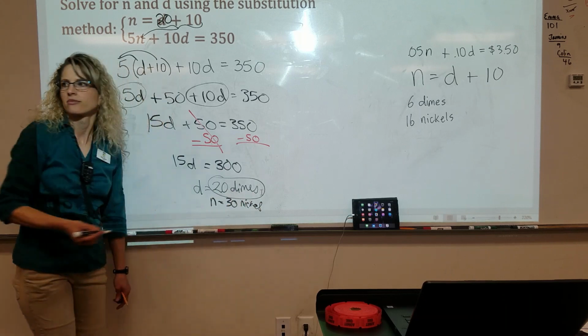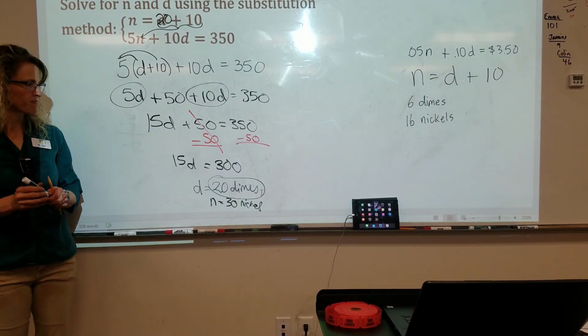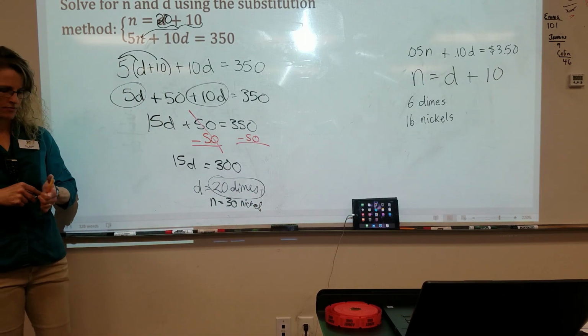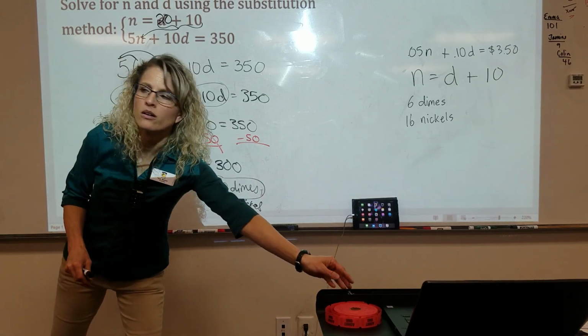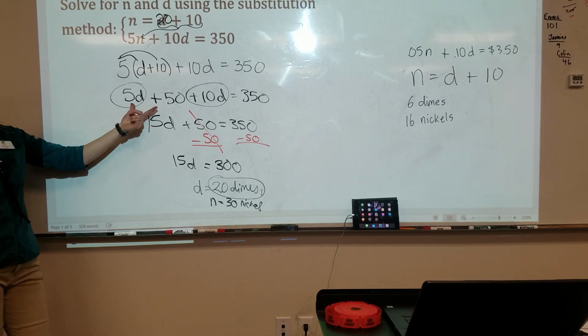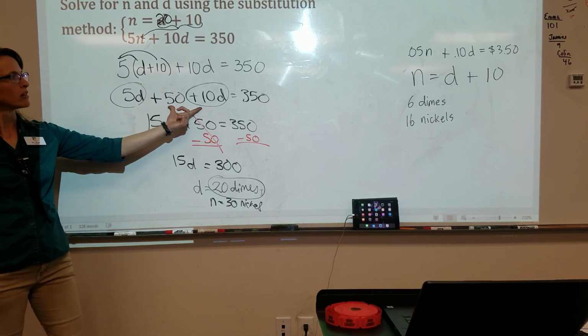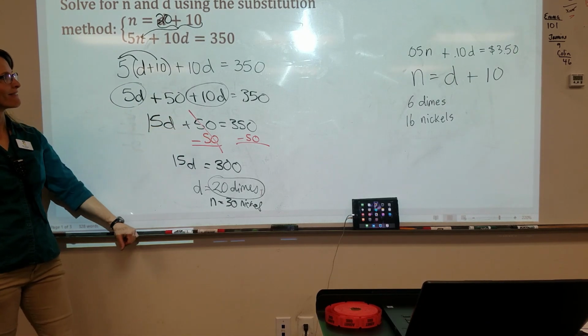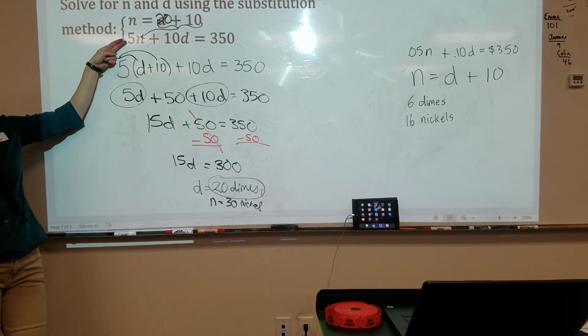All right, questions? Kenna? I don't quite understand how you got this part, the second... no. So there's two equations, and then there's the n equals d plus 10. How do you get the other one, that one?